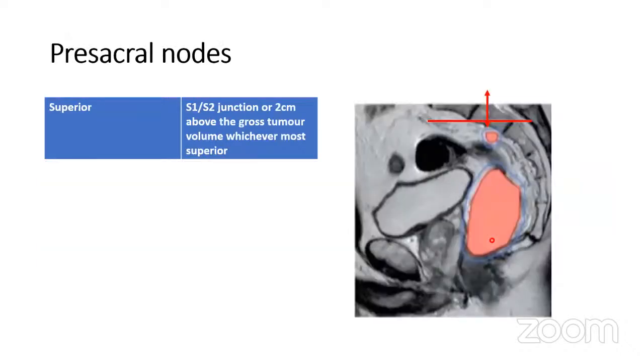Next, coming on to the third station lymph nodes, which are the presacral nodes. For the presacral nodes, the superior border is again the same as your internal iliac, that is S1, S2. You connect the internal iliacs on either side by the presacral volume. That is the S1, S2 junction, or 2 centimeters above the gross tumor, whichever is more inferior. If you don't have this node, then it would be S1, S2. If you have a gross tumor here, then you go 2 centimeters above it.